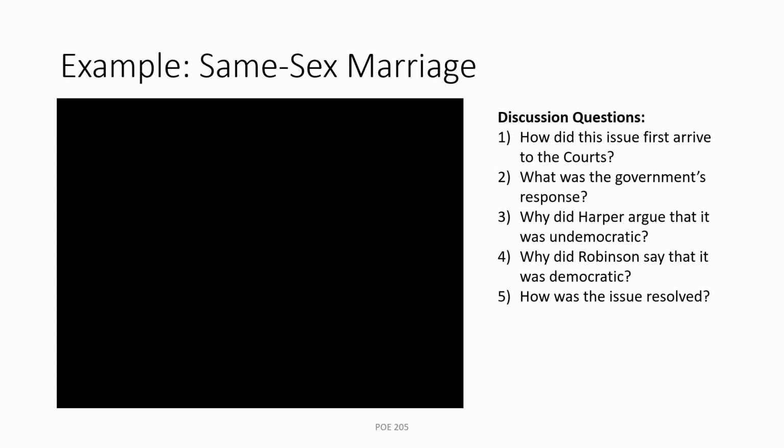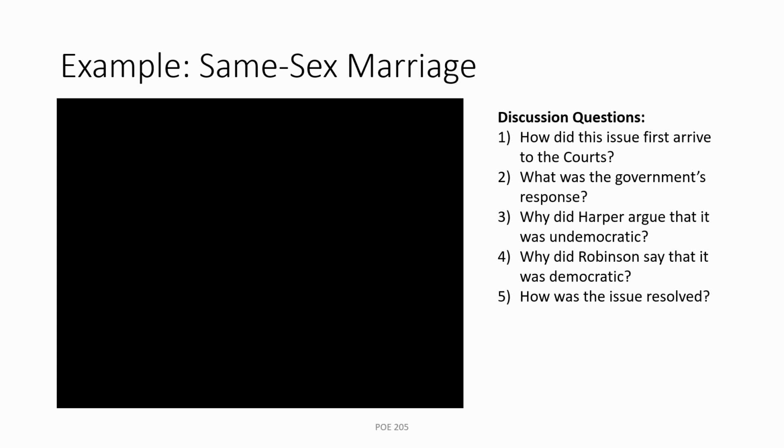So welcome back. So the first question we want to talk about is, how did this issue first arrive at the courts? So jot down your answer to that. And so we saw in the video that the Ontario courts noticed that these couples that had been married weren't actually legally married. So the couples appealed to the Ontario Superior Court, which said that, yeah, the law does violate the Charter of Rights and Freedoms. The appeal court legalizes same-sex marriage immediately once it goes to appeal.